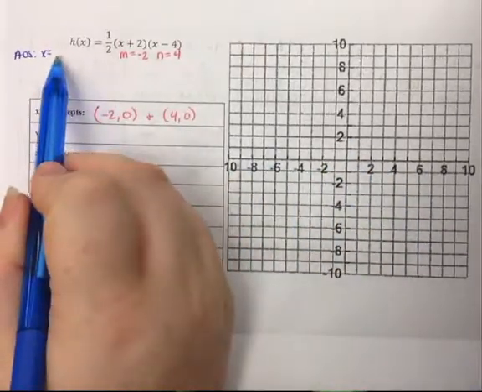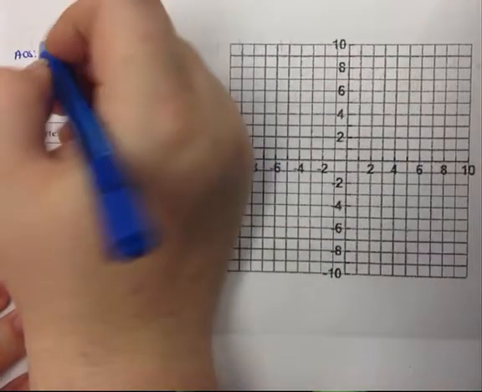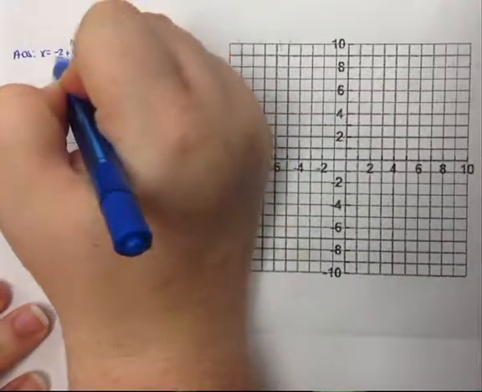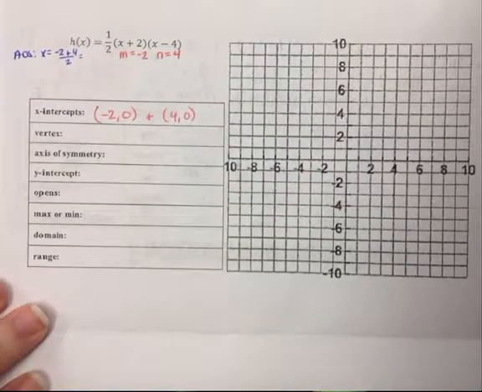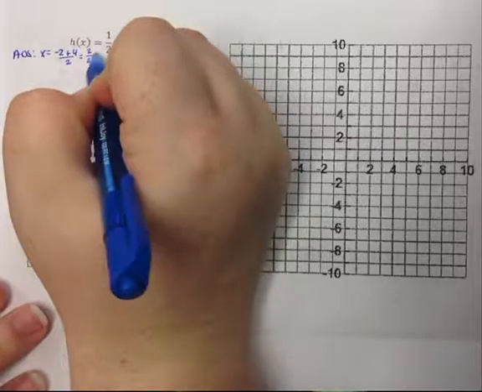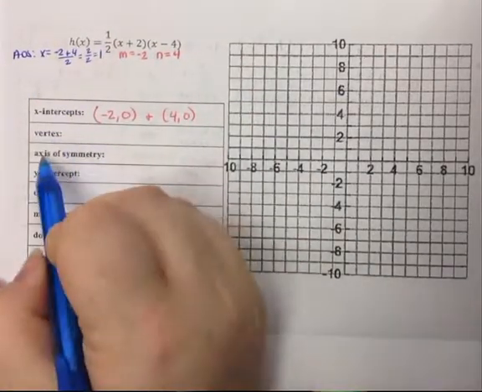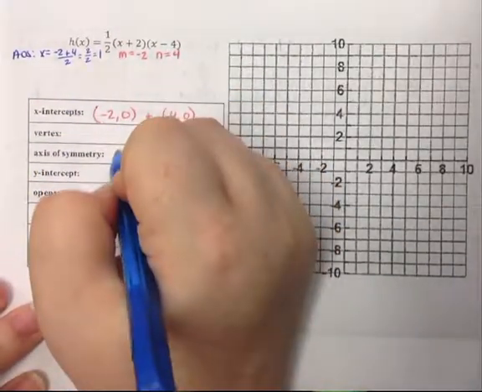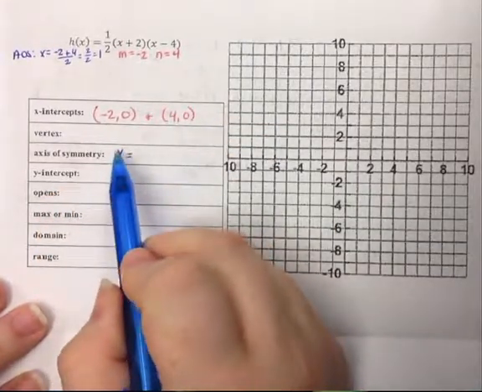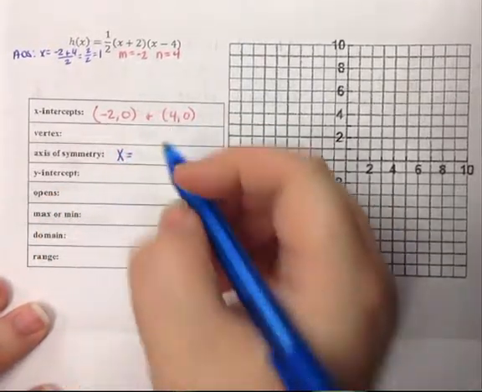I'm going to use the formula so that we can get used to it. So we have a negative 2 plus 4, and then we're going to divide by 2. Negative 2 plus 4 is a positive 2, divided by 2 is equal to a positive 1. So our axis of symmetry is always written as an x equals. If you don't have that x equals, it will be incorrect because that tells us it's a vertical line. X equals 1.